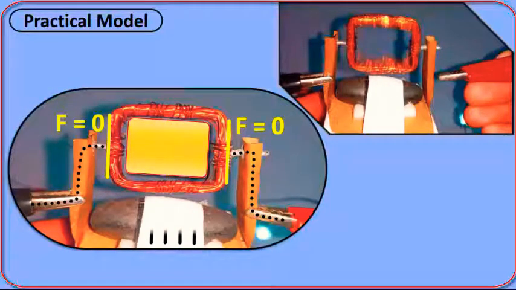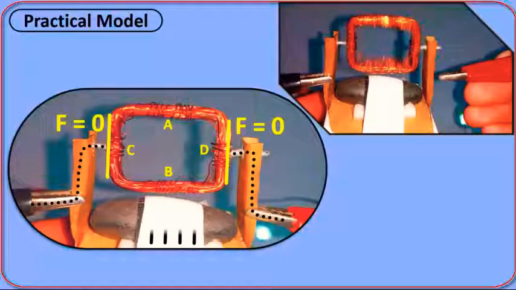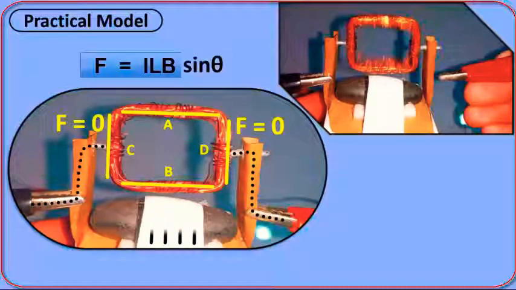When the plane of the coil is parallel to the magnetic field, then current along C is parallel to the magnetic field, while the current along D is anti-parallel to the magnetic field. Therefore, no force acts on the sides C and D. Current along A and B are perpendicular to the magnetic field. Therefore, maximum magnetic force acts on the sides A and B. The magnitude of the force is equal to ILB sine theta on each side.